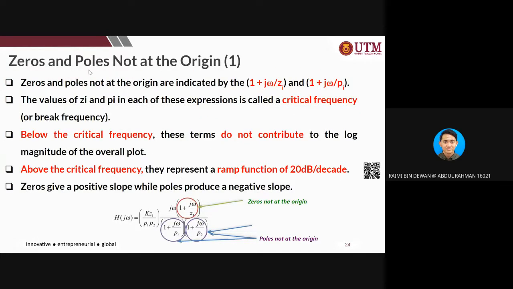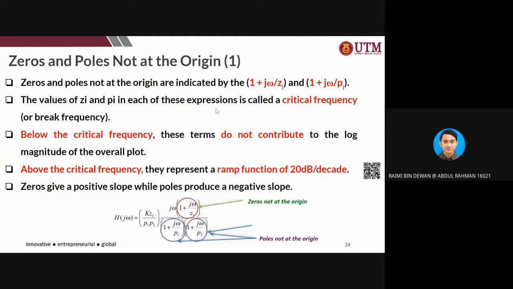Now, the next is zeros and poles not at the origin. So now we're going to have zeros and poles which are not at the origin, meaning it is a one plus something, indicated by 1 + jω/zi, which is your zeros, and 1 + jω/pi for the poles. The value of zi and pi in each of these expressions is called the critical frequency, or corner frequency, or break frequency.